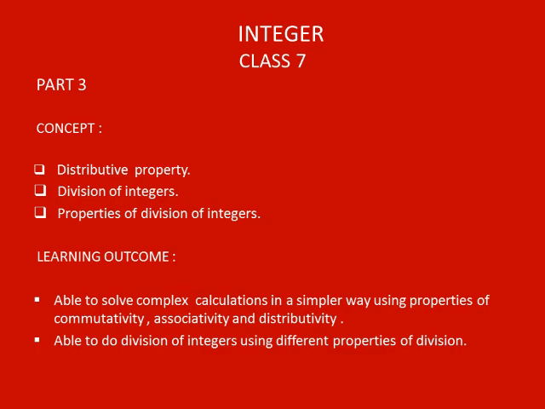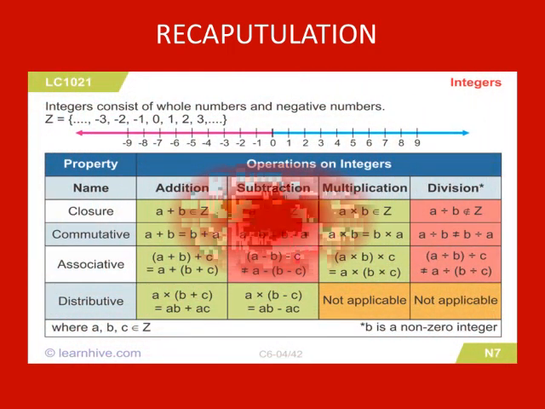So let's see. Now before going to learn about a new concept, just have a recapitulation of what we have learned so far. Integers, as you know, consist of whole numbers and negative numbers, and usually we denote integers with Z. So -3, -2, -1, 0, 1, 2, 3, they all are integers.